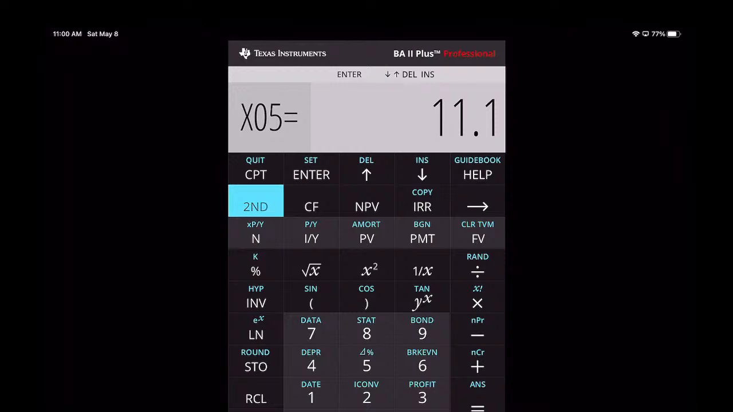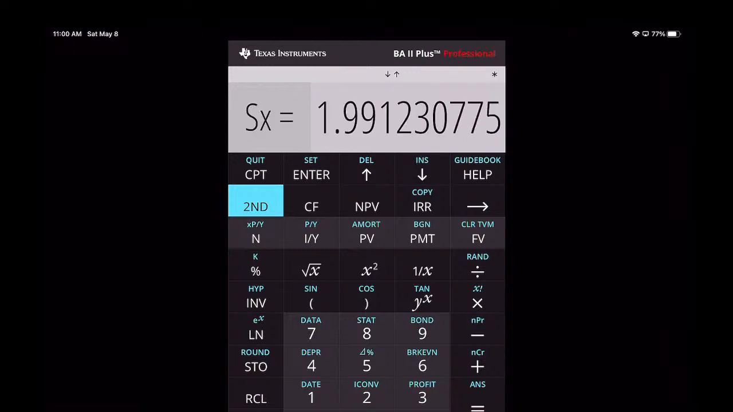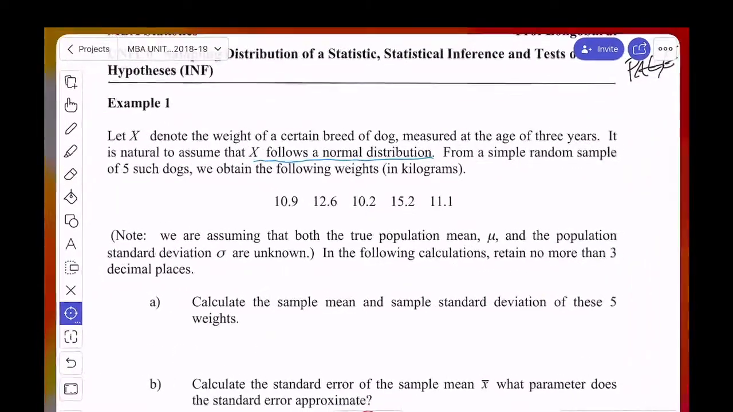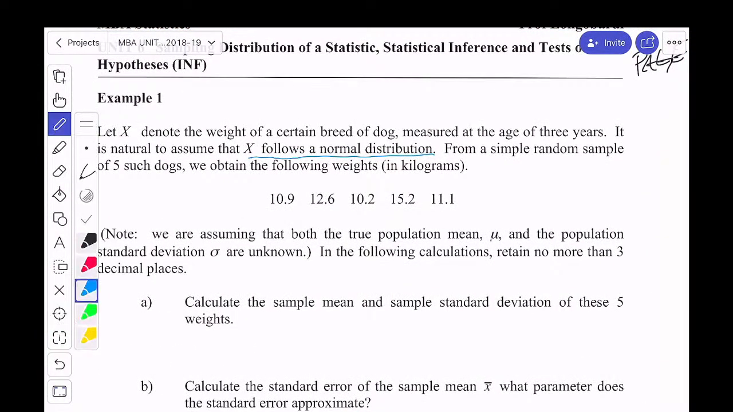Okay. So I ask for second stat and I get my results. My mean is 12 and the standard deviation is 1.991. So the mean is 12 and S is 1.991.